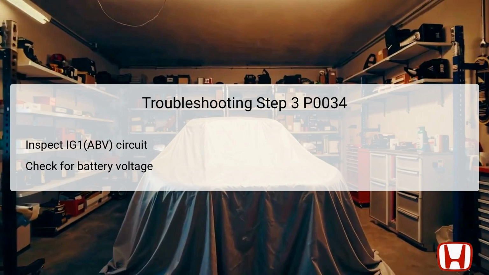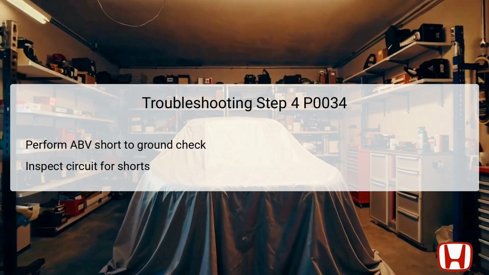If you observe a significantly lower voltage or no voltage at all, this indicates an issue within the power supply circuit, which may be caused by damaged wiring or faulty connections. A thorough inspection of the wiring harness and associated connectors is necessary at this stage. Identifying and rectifying any breaks or shorts in the circuit is imperative to restore proper function and eliminate DTC P0034.